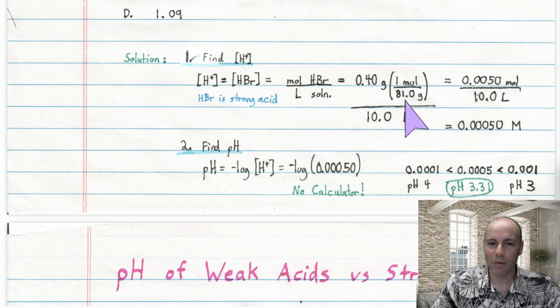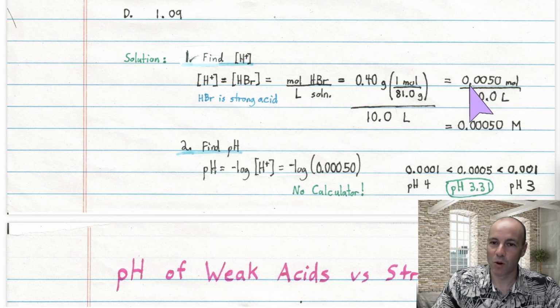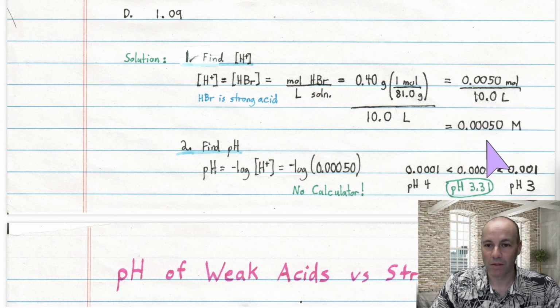0.40 divided by 81, well, 40 divided by 80 is 1/2, or 0.5. And if it's 0.40 divided by 80, that would be 0.005. If you move the decimal place over 2 spaces from 0.5, you get 0.005 as the moles. And when you divide that by 10, the decimal point comes over one more time. So 0.0005 molarity. That's your proton concentration.